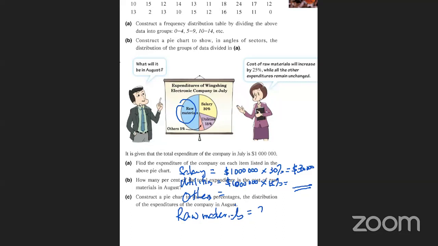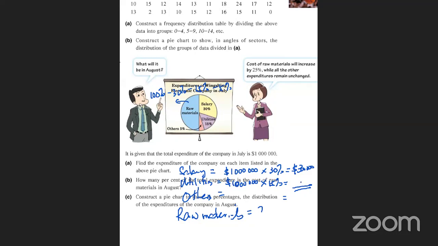Right. Because altogether should be the total, therefore altogether should be 100%. Therefore, in this case, if you look at the diagram, just this one is missing, but we can find it because this part is 30, this part is 15, this part is 5. Therefore, you can first find out the percentage for raw material, which is 100% minus 30%, minus 15%, and then minus 5%, like that.